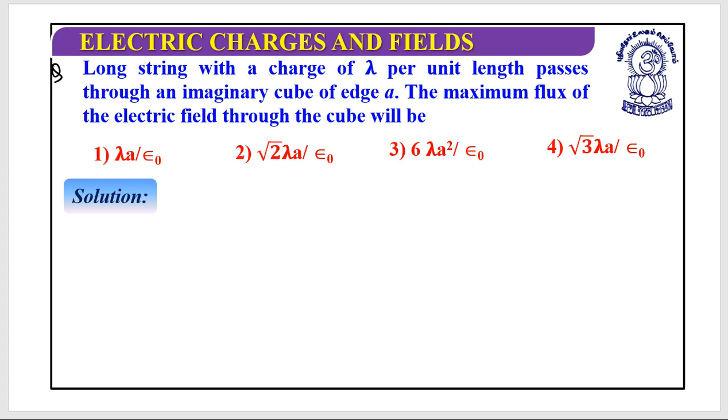Yes, again a very good and logical question is there. Handle it carefully. What they have given is a long string with a charge of lambda per unit length passes through an imaginary cube of edge a. What they want is maximum flux. Focus on this. Maximum flux of the electric field through the cube will be. What will you do with this?